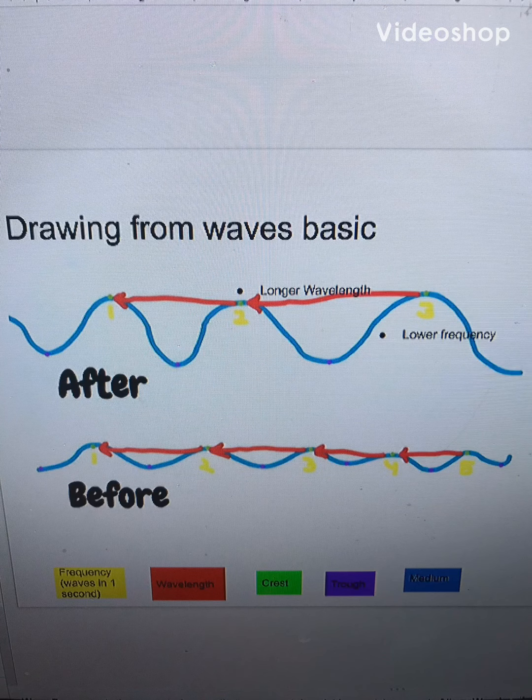Drawing from Waves Basic. Wave frequency is the amount of waves that pass a certain point in a certain amount of time. Wavelength is the distance between the crests of two waves. Wave amplitude is the height of the wave.